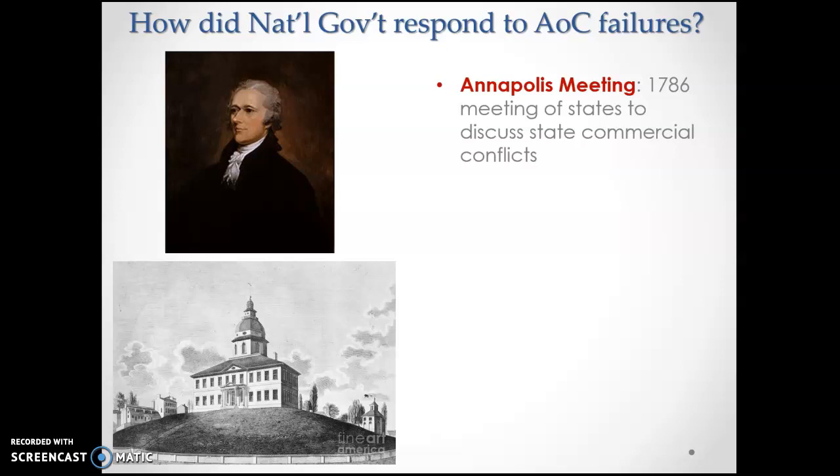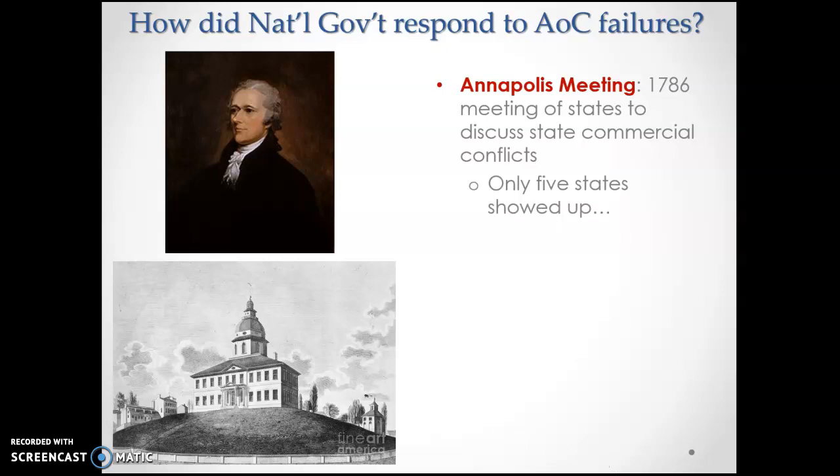These were problems dealing with state commercial conflicts, where certain states were taxing other states' imports, certain states were trying to borrow money from foreign countries, and in certain states the dollars were worth significantly more than in other states. And so this was creating a ton of conflict between the states.